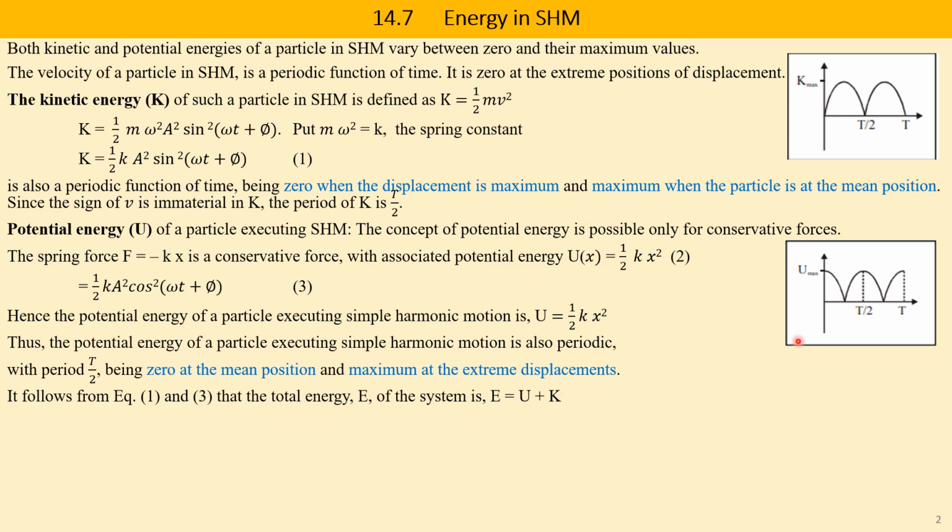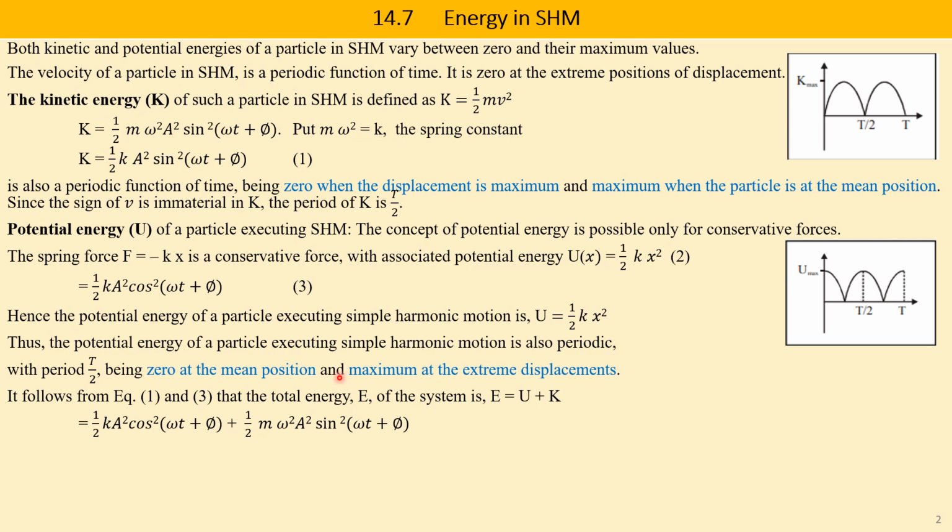So, potential energy is 0 at the mean position and maximum at the extreme displacement. That is, when the displacement is maximum, potential energy is also maximum. Potential energy is 0 at the mean position.